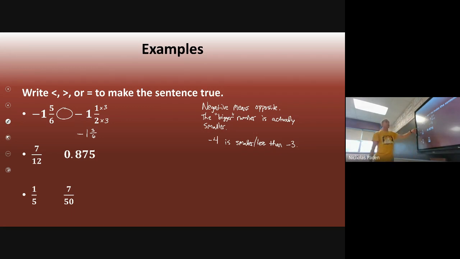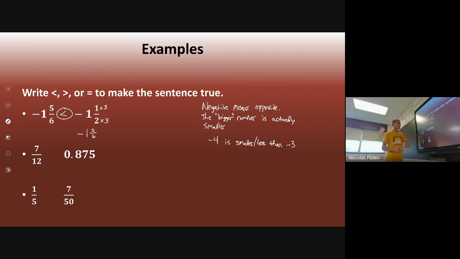Now normally 5 is greater than 3. 1 and 5/6 is greater than 1 and 3/6. But since it's negative, think opposite. So -1 and 3/6 is going to be greater. So the greater than side is the one that is open. So the open side should point towards the greater number, and the greater number is -1 and 1/2. Because with negatives, we have to think opposite. For positives, we would just look at it normally.